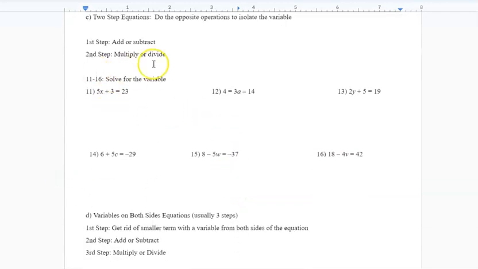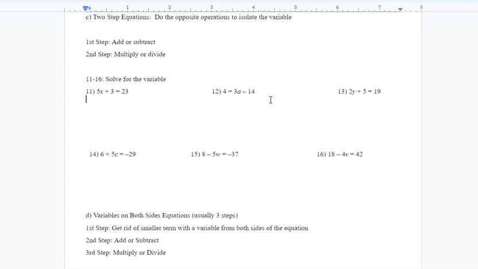All right, two-step equations. This is easy for you, hopefully. First step is you add or subtract. Second step is multiply or divide. That's kind of my method of doing this. So for example, like number 12, I want to get rid of the 14 because I want a to be by itself. So I can't really show all the steps.